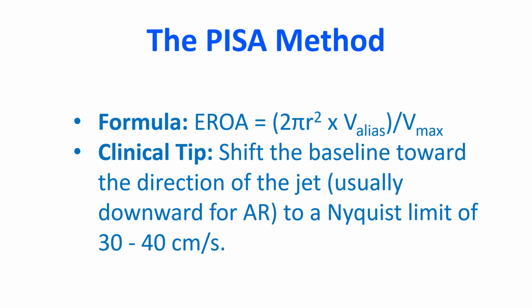Formula: effective regurgitant orifice area is equal to 2 pi r squared times aliasing velocity, divided by maximum velocity. Clinical tip: shift the baseline toward the direction of the jet, usually downward for AR, to a Nyquist limit of 30 to 40 cm per second.